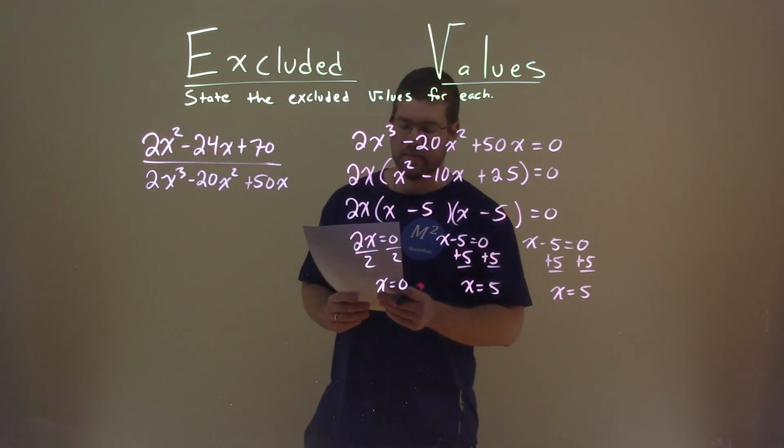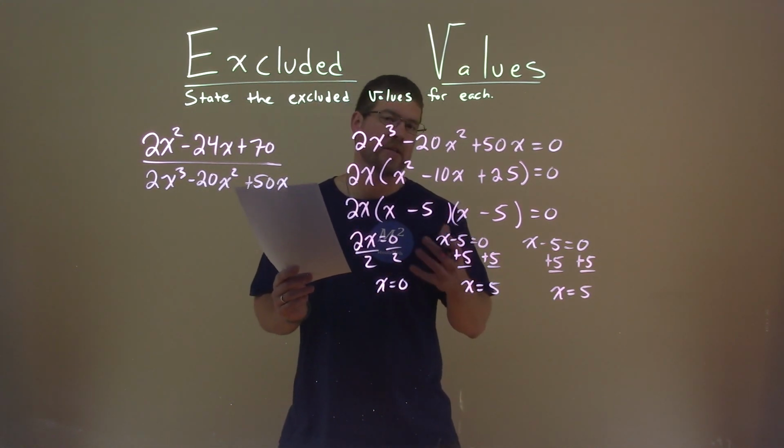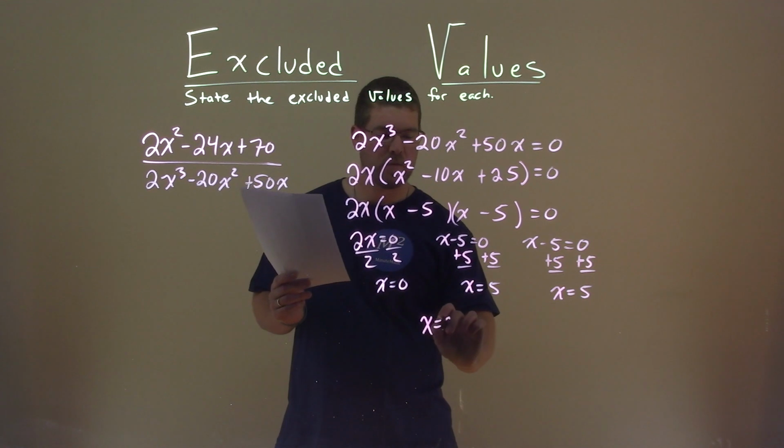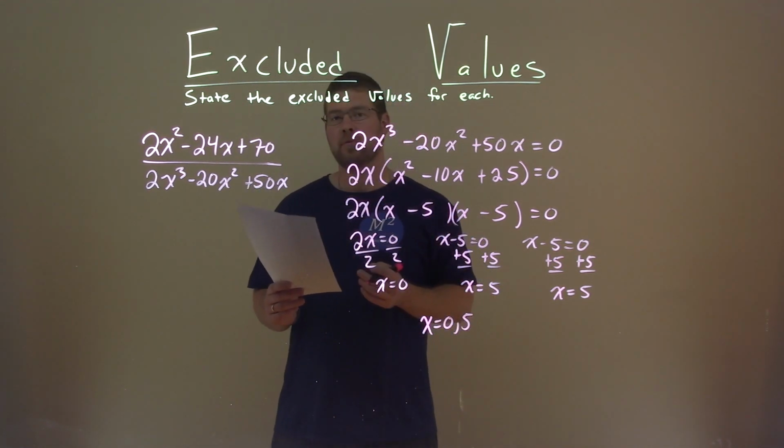So be careful here. When we have a repetition of the same exact number, we don't need to write it twice. So x equals 0 and 5 are our two excluded values.